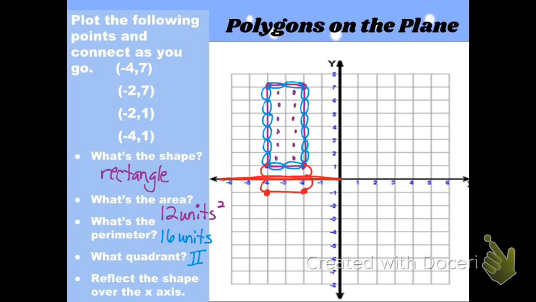Connect those two. Then this top point is 1, 2, 3, 4, 5, 6, 7. So we're going to go down 7. 1, 2, 3, 4, 5, 6, 7. The other one is up 7. 1, 2, 3, 4, 5, 6, 7. And then we're just going to connect them. And we have now reflected it across the x-axis. What quadrant is it in now? 3. Quadrant number 3.